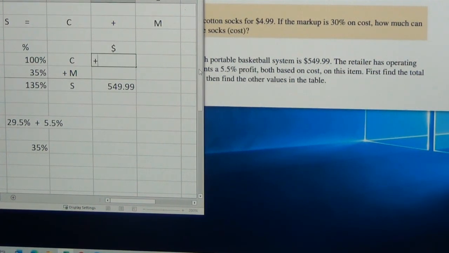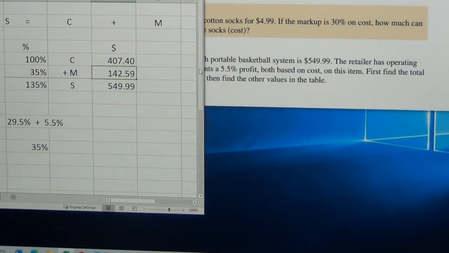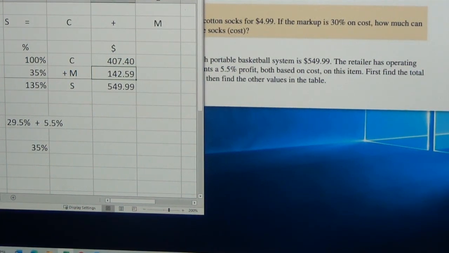The sales price divided by 135% is going to give me the original cost. The cost of the item is $407.40. Now I can plug in the difference, $549.99 minus the $407.40, and now it all works. $407.40 plus $142.59 equals $549.99.